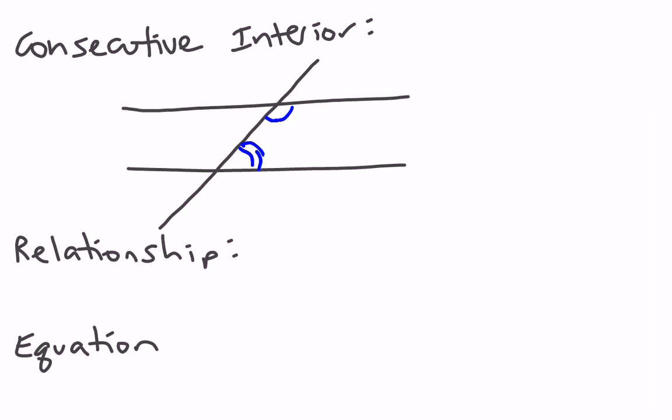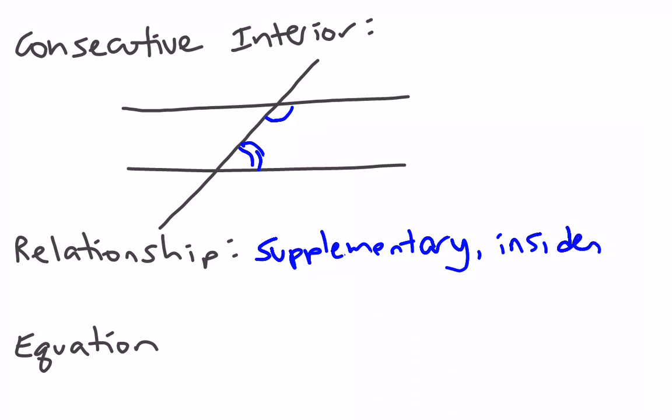So for them, their relationship is that they're supplementary. And we'll, once again, prove that in class later next week. But for now, we're just going to use the fact that they're supplementary. And they're on the inside and the same side of the transversal. Same side of the transversal.